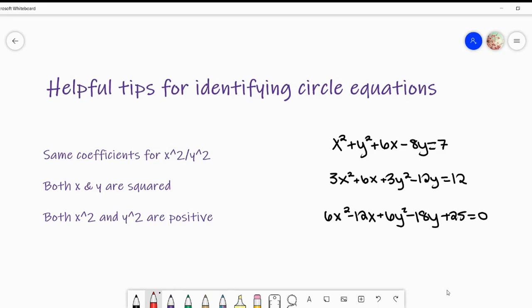So I have a few helpful tips when it comes to identifying circle equations. If you're on a test and there are a bunch of different equations that look all the same, if you just go through a little checklist, you'll easily be able to identify what it is you're graphing. So first things first, the coefficients for x squared and y squared are the same. Coefficients means whatever's in front of the x squared and whatever's in front of the y squared. So here we have nothing for both, so it's just 1. Here it's 3, and here it's 6.